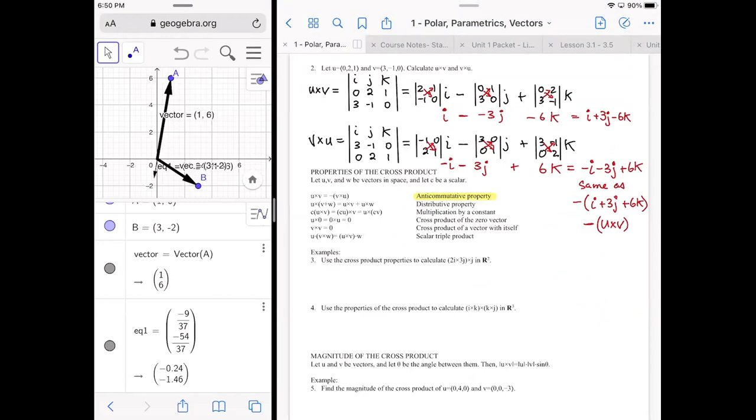Some of them are a little bit easier than others, but if you look at, for example, number 3, use the cross product properties to calculate 2i cross 3j cross another j in R2. All right, it's great that it's in R2 because that at least tells us that i is (1, 0) and j is (0, 1). You can work that out mathematically, or we could use some of these properties and see what's going on.